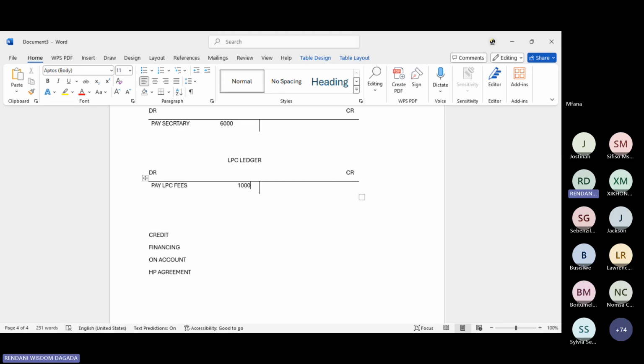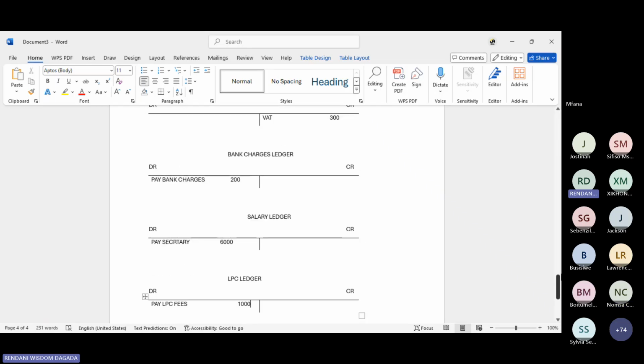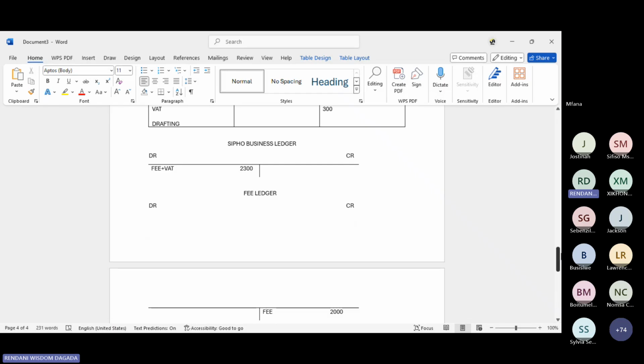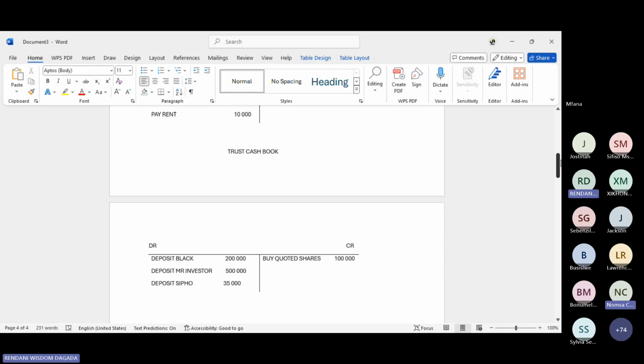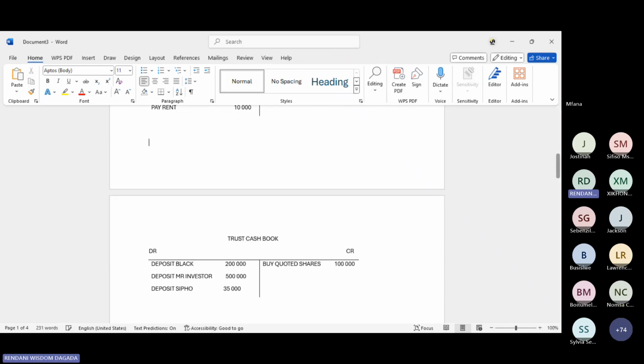The last question says, Mr. Investor instructs you to sell the shares. You receive 105. We are going to go back to the BCB. When you buy shares, you are paying. When you sell shares, your money is coming back. So when the money comes back, it's now a deposit. So we're going to go to the TCB on the debit side because money is coming back to us. When we buy the shares, the money was leaving. Sell quoted shares. That was 105, which means we gained 5,000.